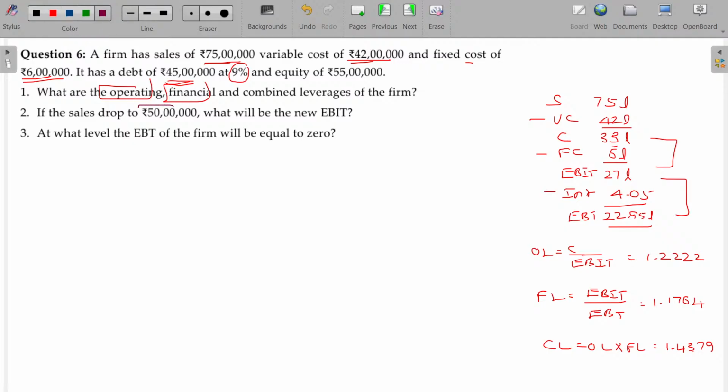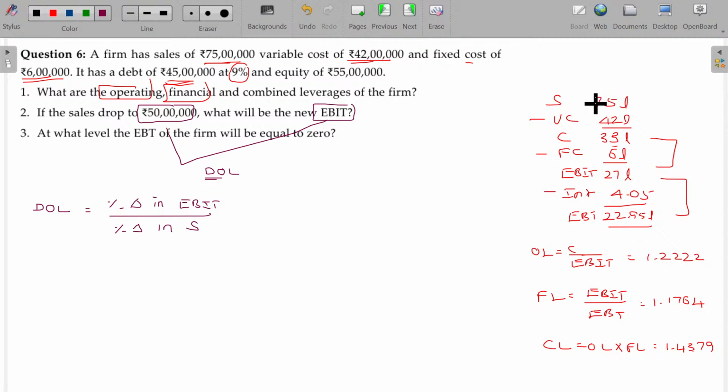If the sales drop to 50 lakhs, what will be the new EBIT? Right. So, sales and EBIT connection will be done by what? Sales and EBIT, degree of operating leverage. The formula for degree of operating leverage is equal to percentage change in EBIT divided by percentage change in sales. Right. Sales drop by 50 lakhs. What does it mean?